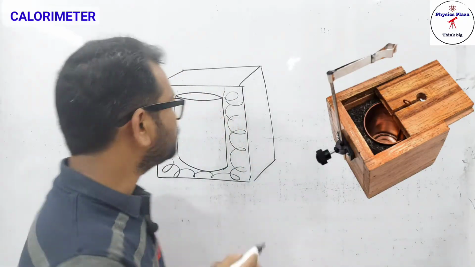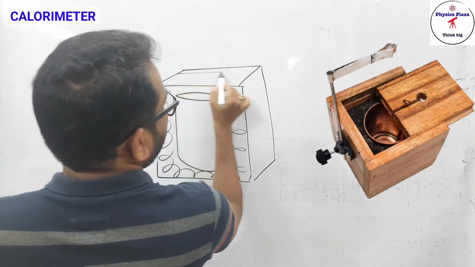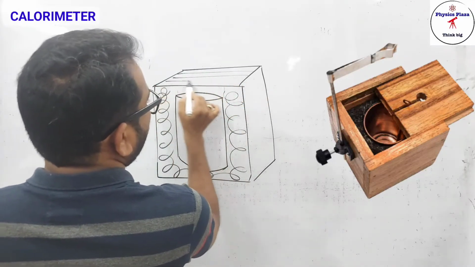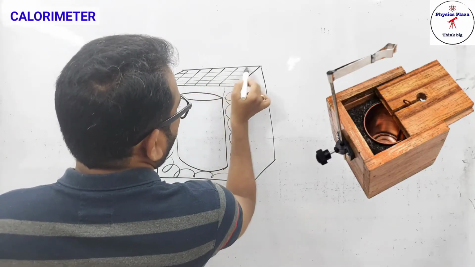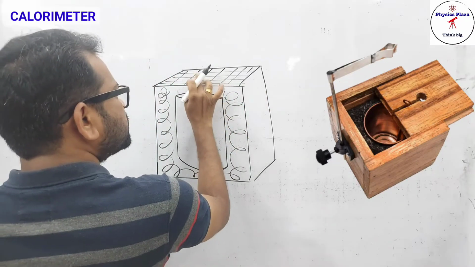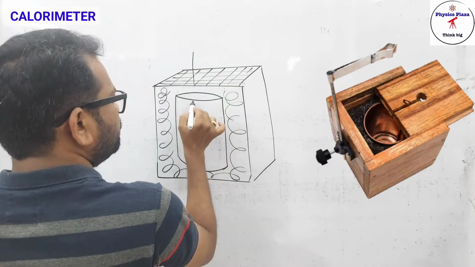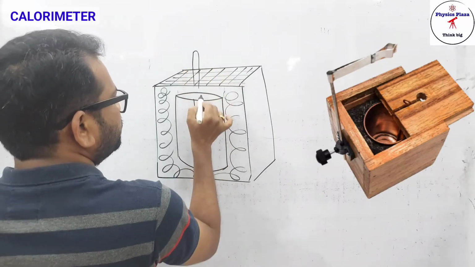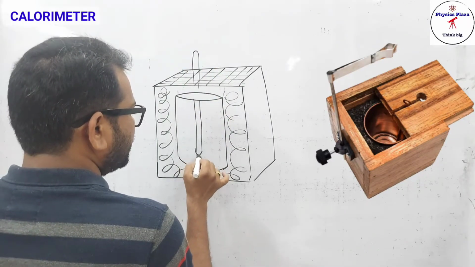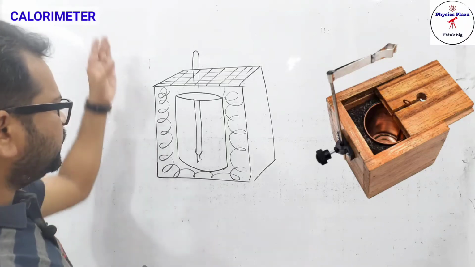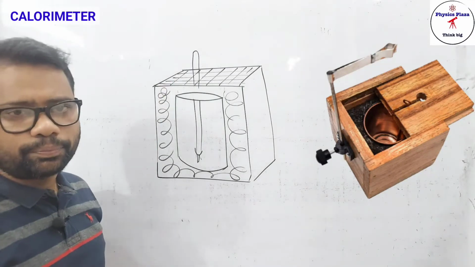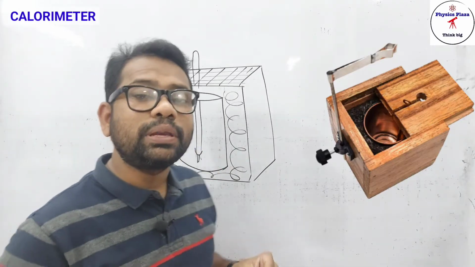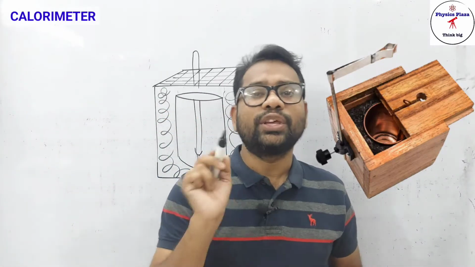To minimize the heat loss due to conduction, children, this calorimeter is closed with a wooden lid. Two holes are provided in it in order to keep what, children? A thermometer, and one stirrer will be there, and a stand holder is provided to hold the thermometer. That is fine. But how can we minimize the heat loss due to radiation, children?